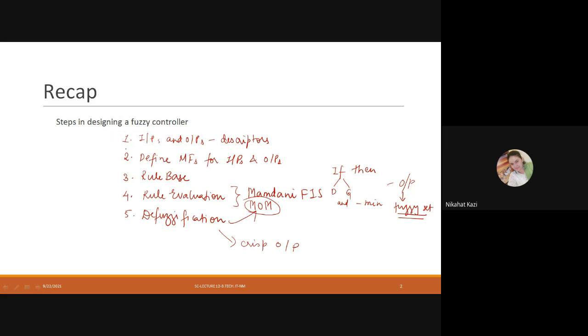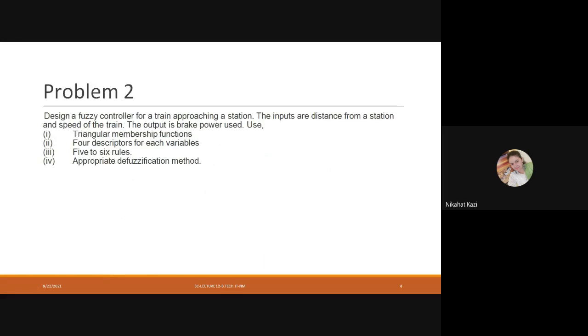When you perform all these steps, you go from input to output. That entire FKBS that we saw, the fuzzy knowledge based system, is nothing but this set of steps. So with this recap, let us move ahead with one more problem which we'll solve today. That is this one. You have to design a fuzzy controller for a train which is approaching a station.